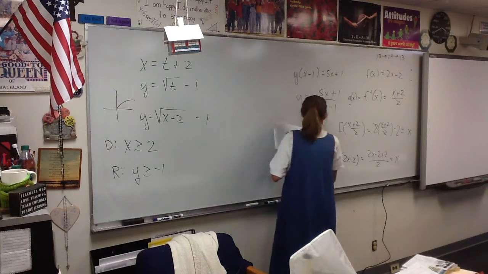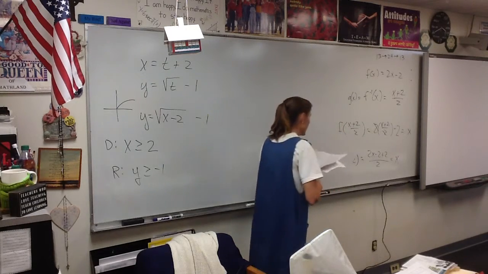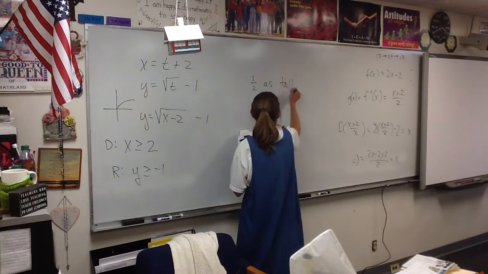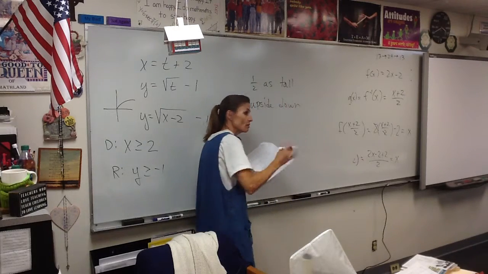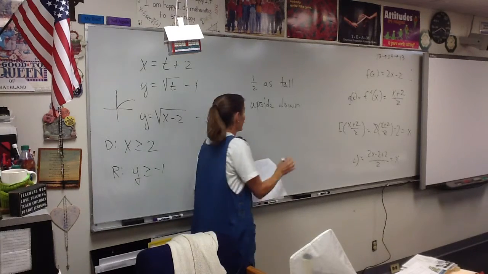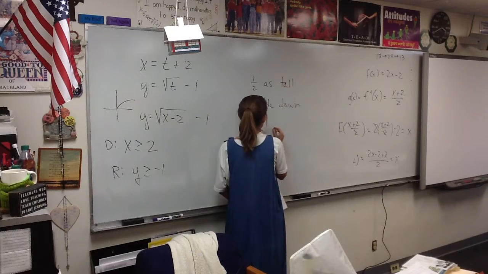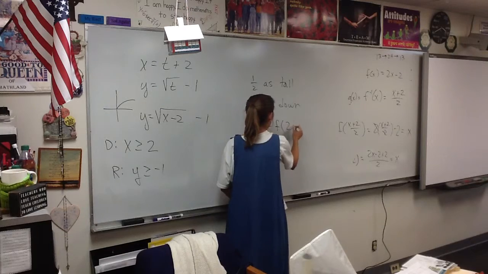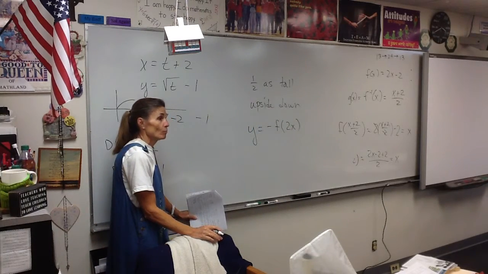What has happened to the picture? Let's just make a list of what's happened to the picture. It's half as tall, it's been flipped upside down, reflected across the x-axis. Does that take care of it? I got you. All right. Dan? I got y equals negative f, then parentheses 2x. What do you think?